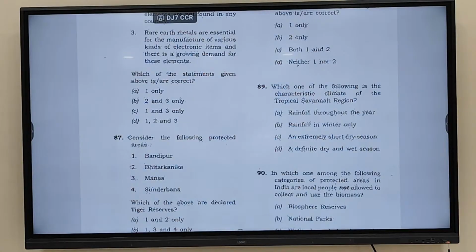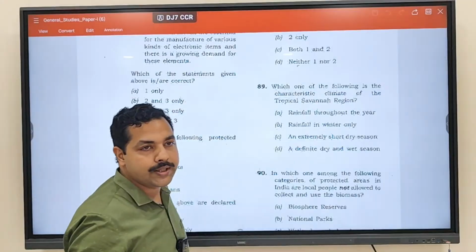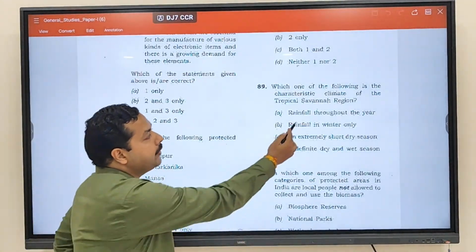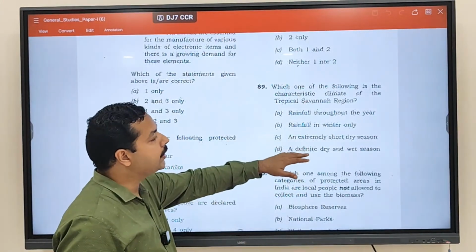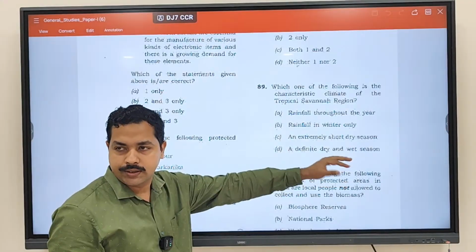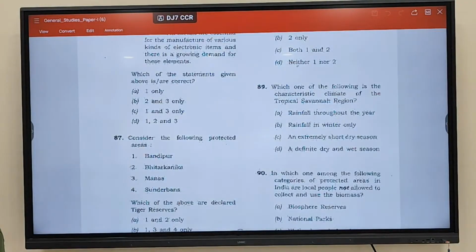Yes, we discussed that the savanna region has a definite dry season and a definite wet season. That is the correct statement. Rainfall throughout the year is a feature of the equatorial region. Rainfall in winter only is a Mediterranean feature. An extremely short dry season is not a feature of savanna. A definite dry and wet season: we discussed they experience two seasons. One is the hot season, which is the wet season where rainfall happens. And second is the dry season, the winter season. So a definite wet and dry season is a feature of the tropical savanna. Clear? So this is how you are getting questions from climatic types.